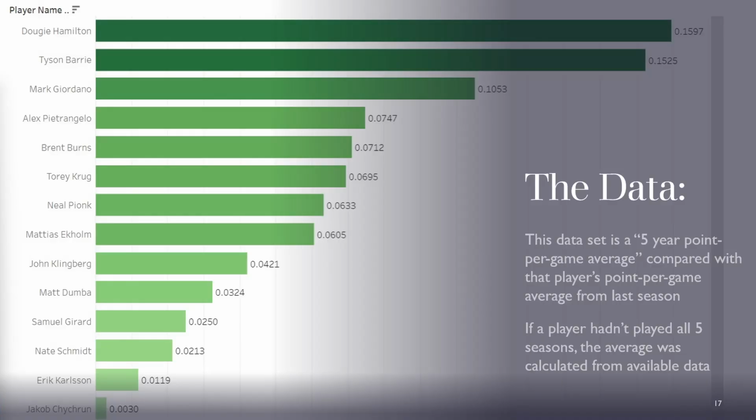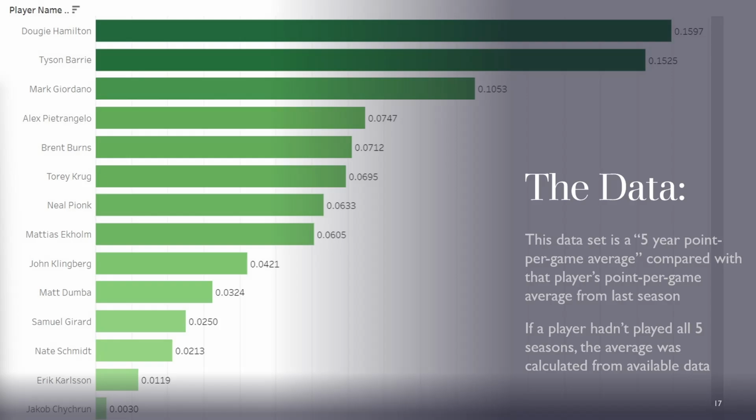So the data, if you've been watching the last couple of videos, nothing is new here. This is a data set from a 5-year point per game average compared with the player's point per game average from last season. If a player hadn't played all 5 seasons, the average was calculated from the available data. And for this video, the threshold to be listed here was 0.4 points per game average last year, which somewhat mirrors fantasy relevance, as it's about 50% or a little bit more than 50% lower than the highest point per game average defenseman last year.